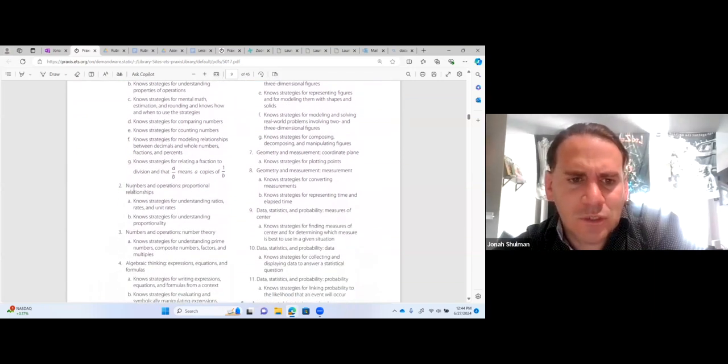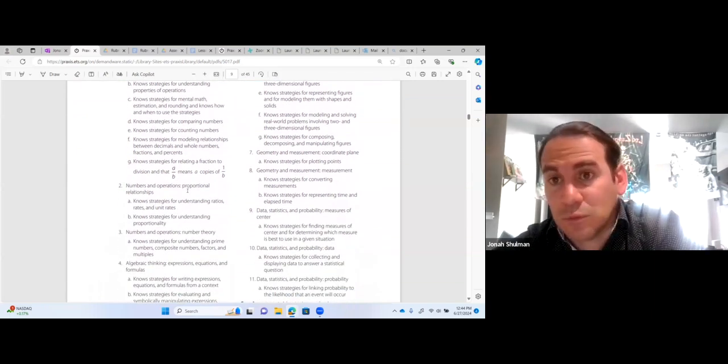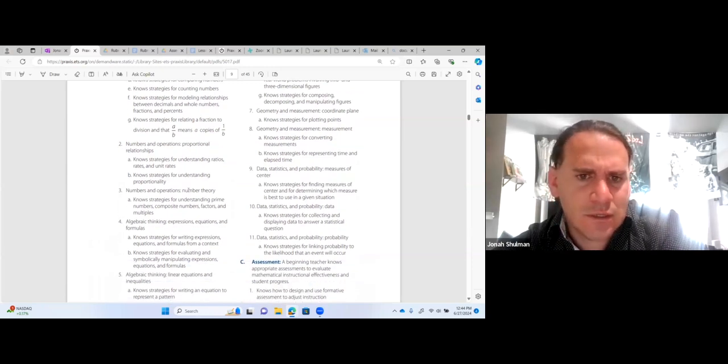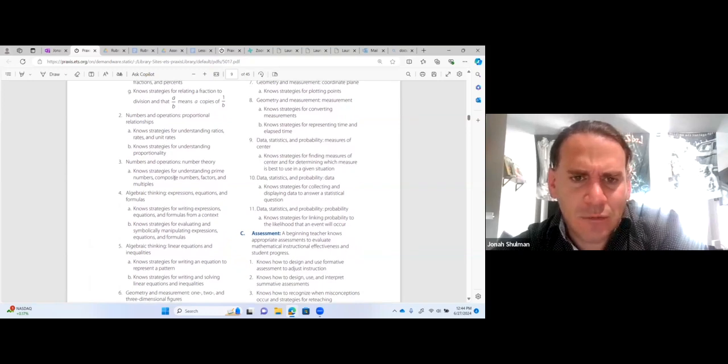The next thing is numbers and proportional relationships. So what's a proportion? What's a ratio? It's really important to know the difference. We'll go over that. Then we've got number theory, which is prime numbers, composite numbers, factors, and multiples.